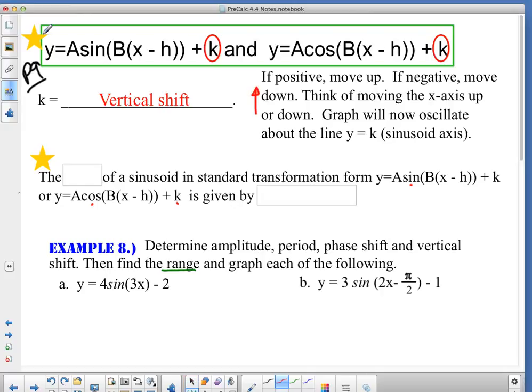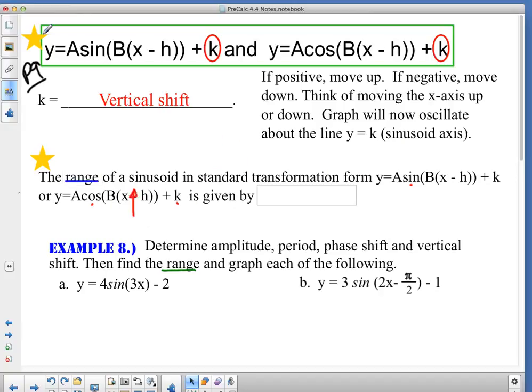And let's get that cursor back in here. So if it's positive, move up. If negative, move down. Think of moving the x-axis up or down the graph. Now, the graph will oscillate about the line y equals k, a sinusoidal axis. So the horizontal line that k defines is going to be our new axis.